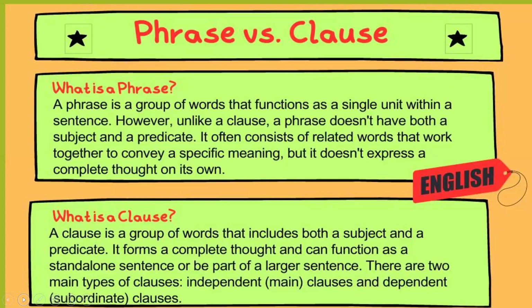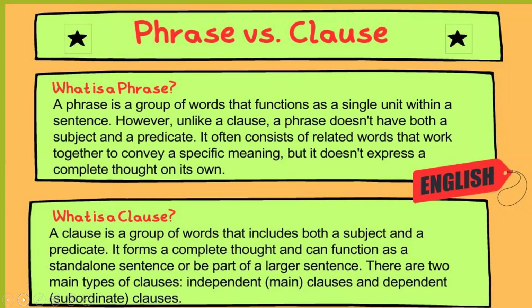Phrase and clause difference, we have understood very nicely. A phrase is a group of words that functions as a single unit within a sentence. Unlike a clause, a phrase does not have both a subject and a verb. A phrase does not have a subject and a predicate. It often consists of related words that work together to give a specific meaning, but it does not express a complete thought on its own. It is always associated with either a sentence or a clause. What is a clause?